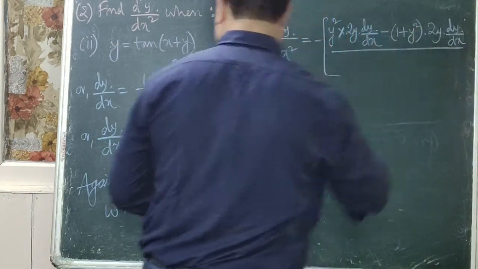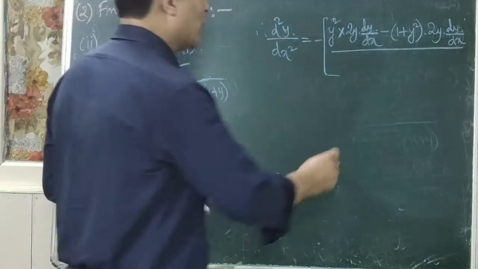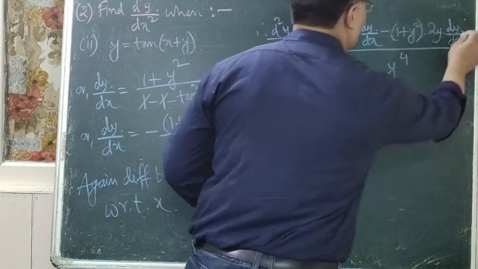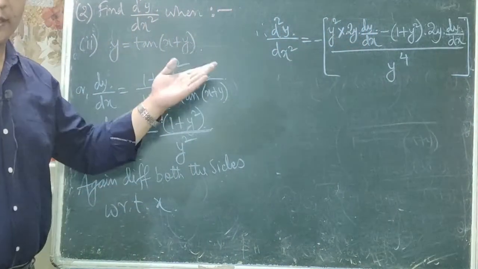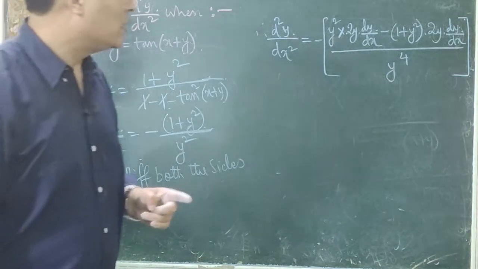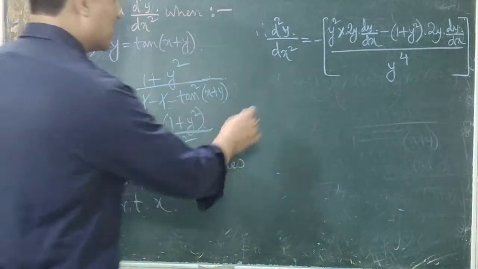So this whole divided by what is denominator whole square? It is y to the power 4. This is your y to the power 4. That is denominator whole square. So I think you have understood it. So what we will do now in the next step, you can take common from the numerator.